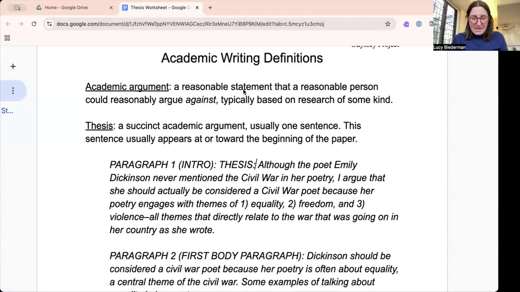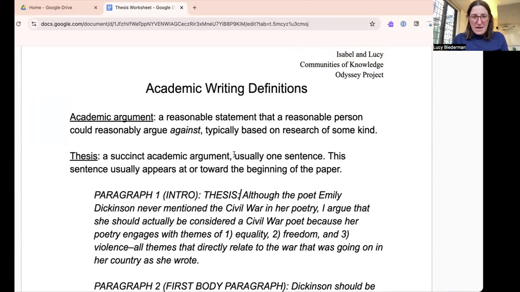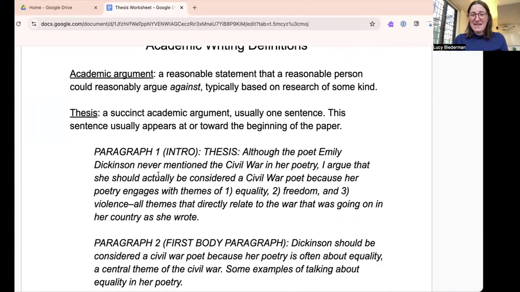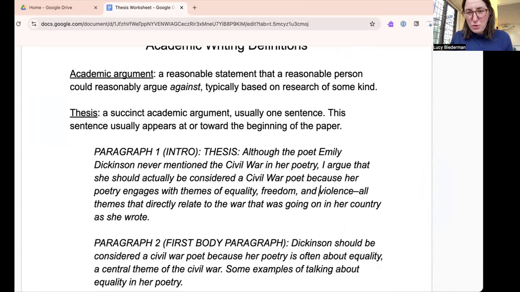So, let me share my screen from last night to give you another example of what this would look like on the page. Here we go. Okay, so I used Emily Dickinson, the argument I have on the academic writing page of the assignment as my example. So, although the poet Emily Dickinson never mentioned the Civil War in her poetry, I argue that she should actually be considered a Civil War poet because her poetry engages with themes of, and then here's my three-part thesis. I wouldn't actually put these numbers in the thesis, but it's kind of like stealth. Like I've hidden three separate things in my thesis, and that always leads you to a super organized academic paper. So it's a great thing to practice on this assignment.